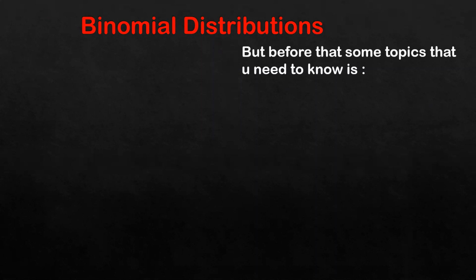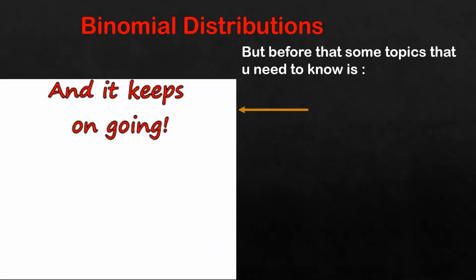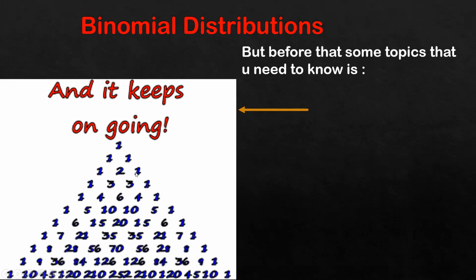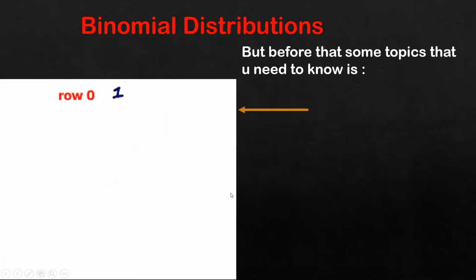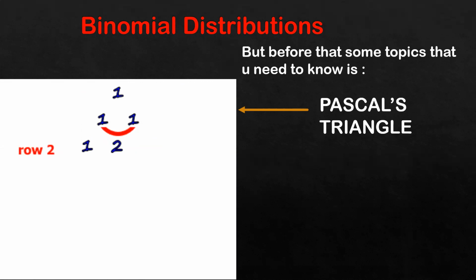Moving on to the next topic, binomial distributions. What is binomial? Correct. Bi means two. So when there are two variables involved, the distribution is called a binomial distribution. But before that, some topics that you need to know: have a look at this diagram. 1, 1, 1, 1, 2, 1, 1, 3, 3, 1, 1, 4, 6, 4, 1. Have you all seen this type of triangle before? Can you tell what this triangle is called? Correct. It is called Pascal's triangle.